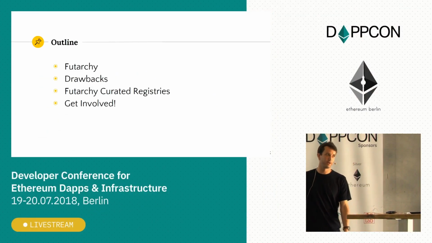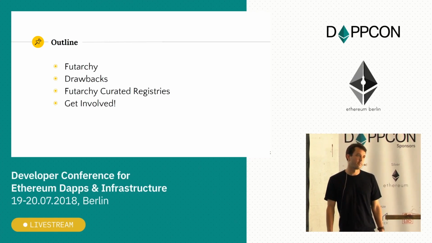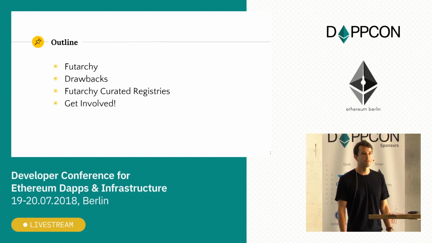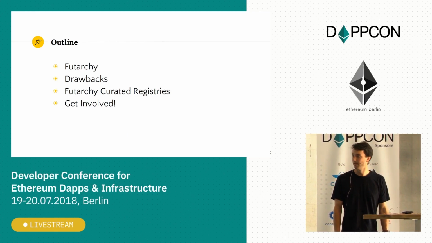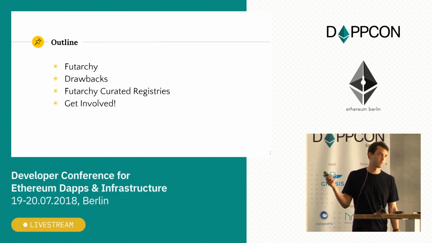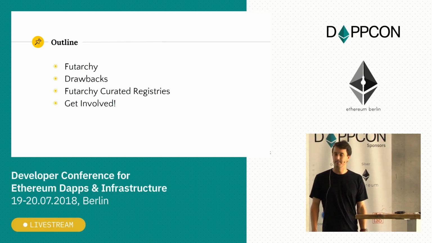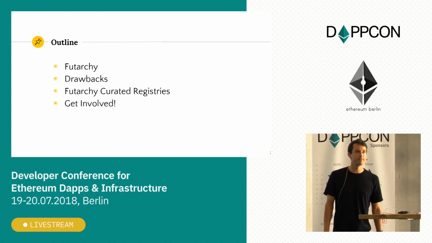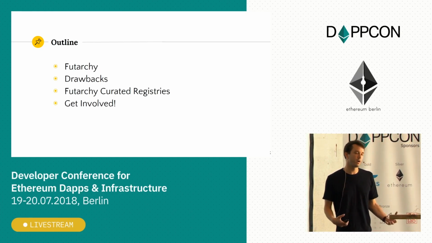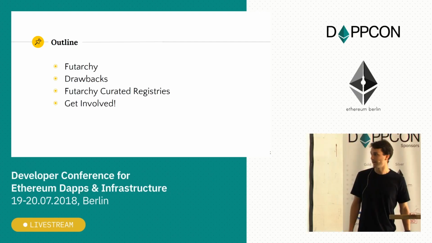So first we're going to go over what is Futarchy, a few of the different drawbacks or possible limitations with Futarchy, which we're trying to experiment with, and then our own experiment, which is a Futarchy Curated Registry, which we'll get into. And then we'll talk a little bit about how you can get involved and help us test Futarchy and figure out how this new governance system can help us improve the governance systems that we have today.